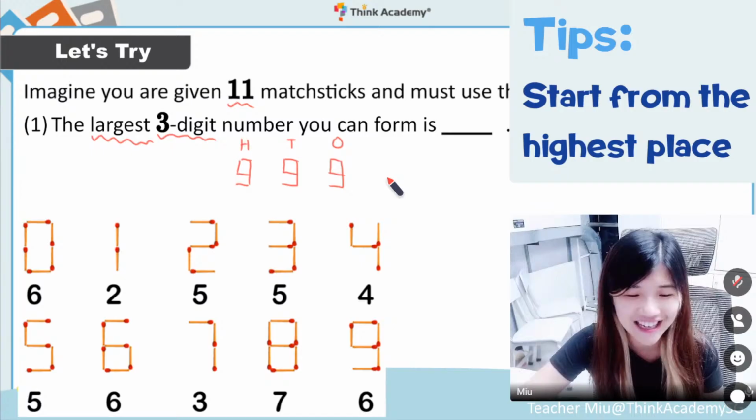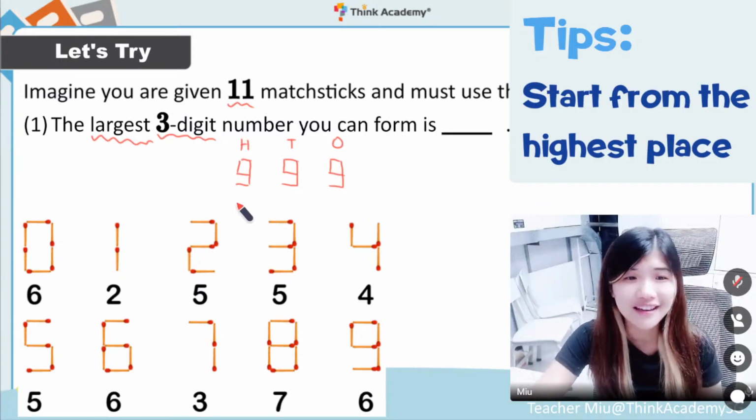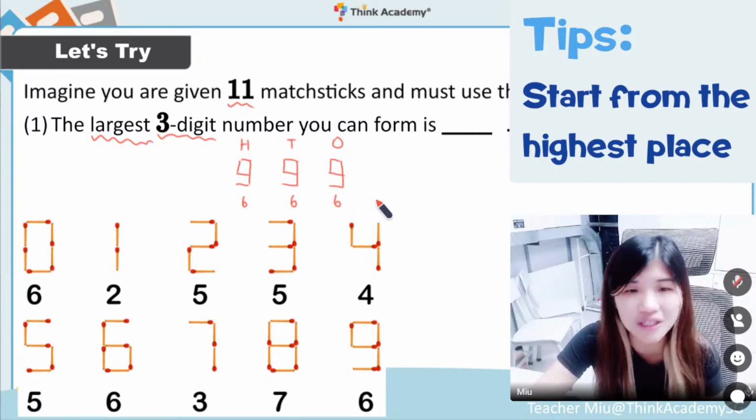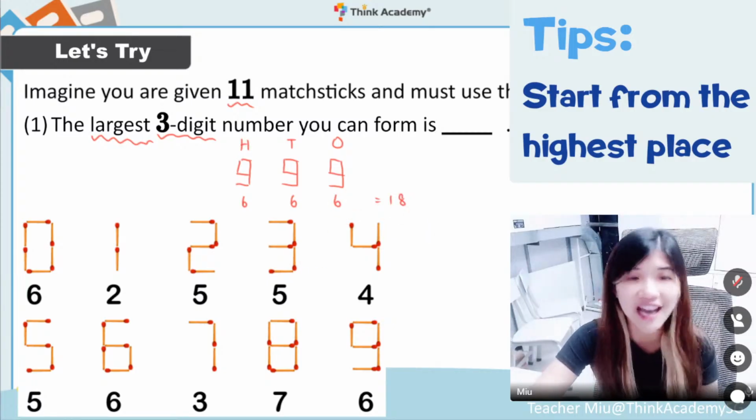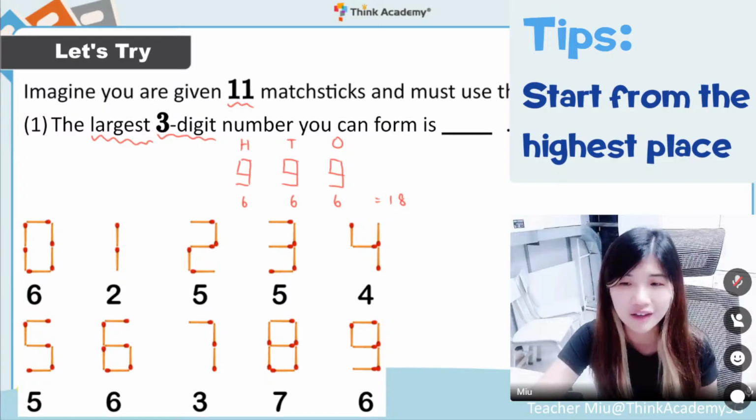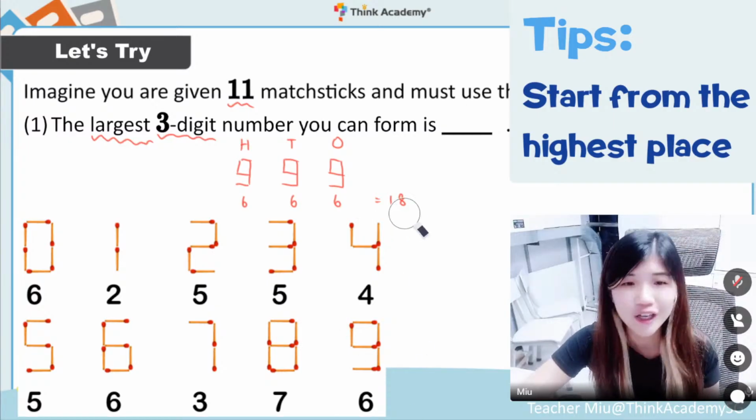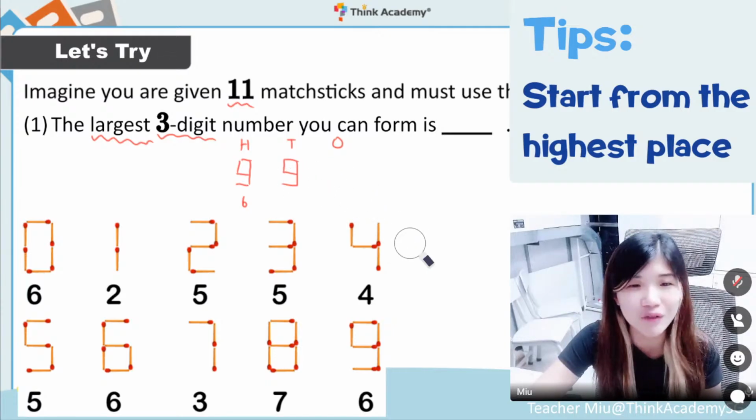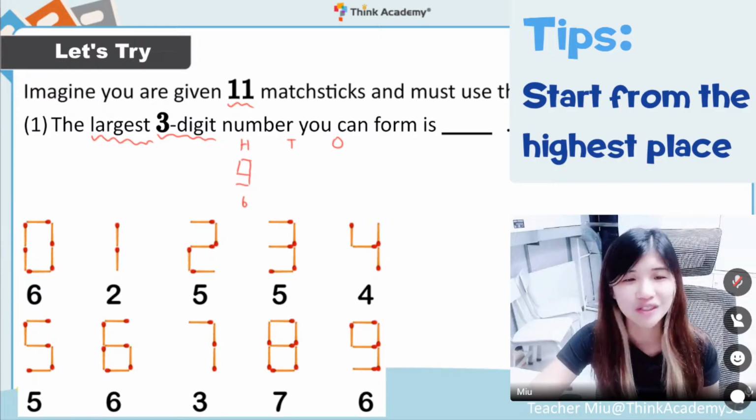Cannot, right? Because 999 means 6 matchsticks for one 9, 6 for another 9, and altogether there are supposed to be 18 matchsticks. Do we have 18 matchsticks? No, we only have 11, which means the second 9 is not possible already. Okay, if so, then let's continue.